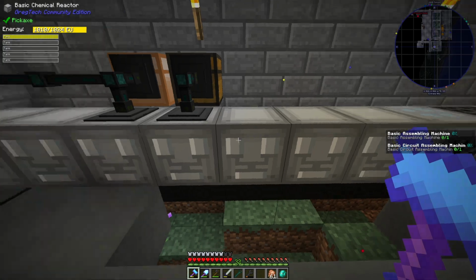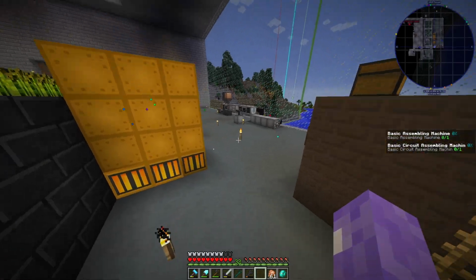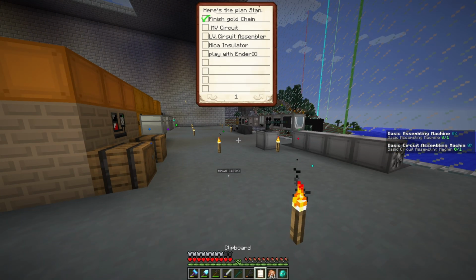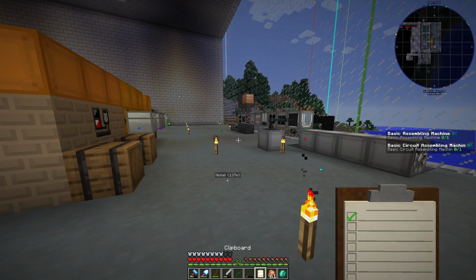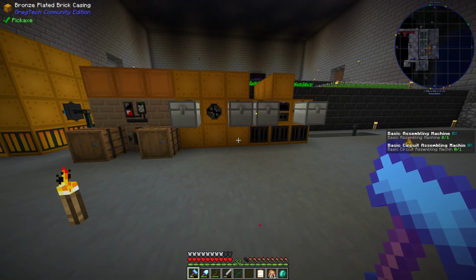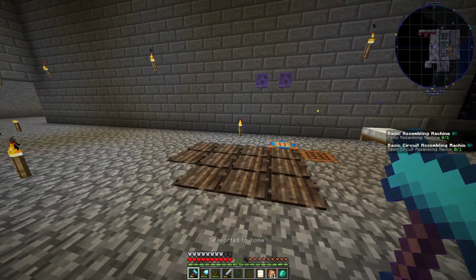But let's go ahead and move on. So let's go ahead and take that gallium dust, and we can start working our way towards our next goal, which is making ourselves the MV circuits. So we can click this off, and then we can get ourselves the MV circuits. So let's go ahead and grab ourselves this gallium and head back up to the crafting area, and let's check the quest book real quick.